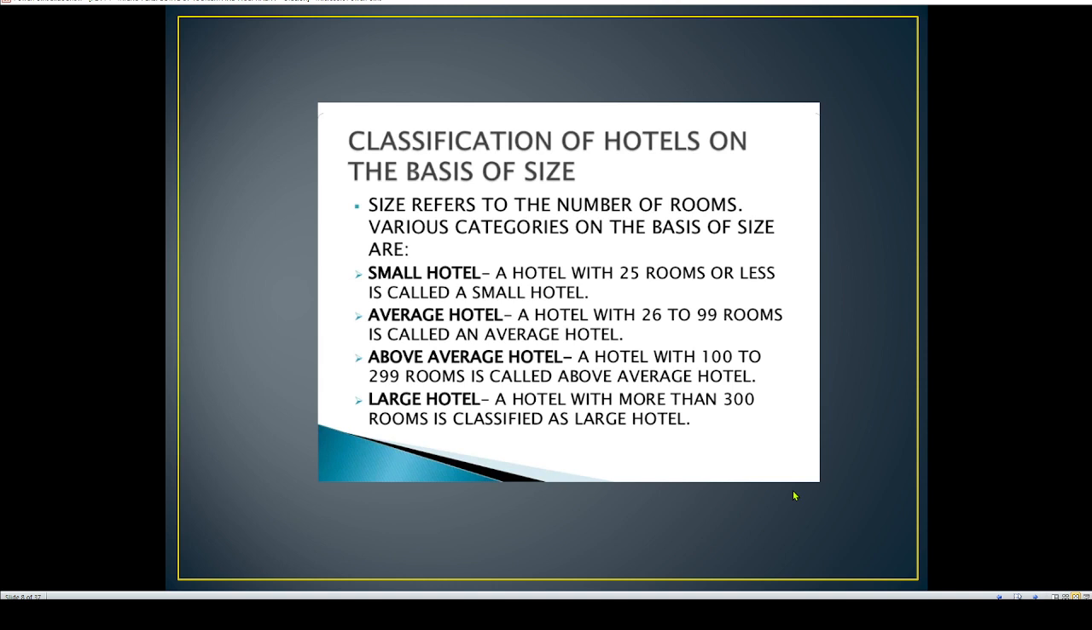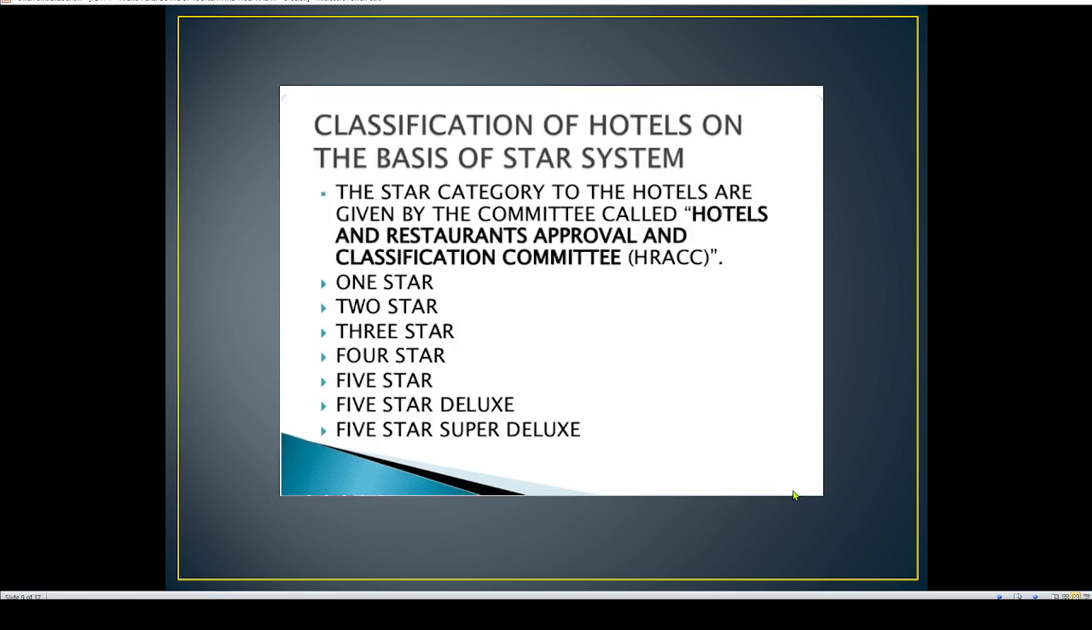We have it here, above average hotel. A hotel with 100 to 299 rooms is called an above average hotel. We have it here, large hotel. A hotel with more than 300 rooms is called a large hotel. So magbase siya sa iyahang number of rooms when we are talking about the size. So that is the basis on the size.